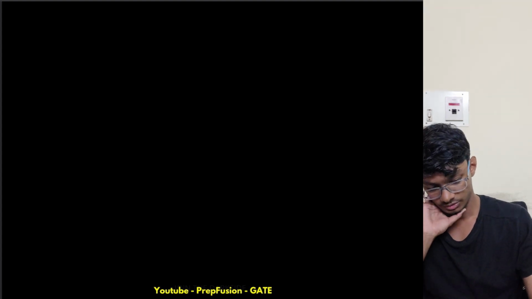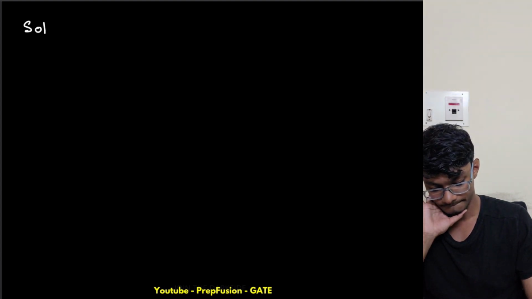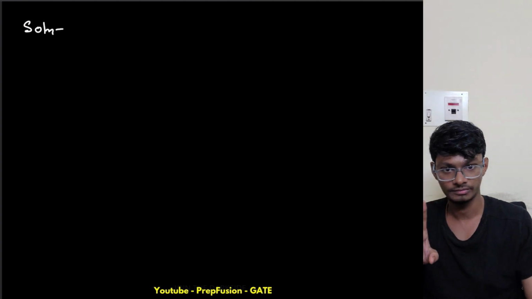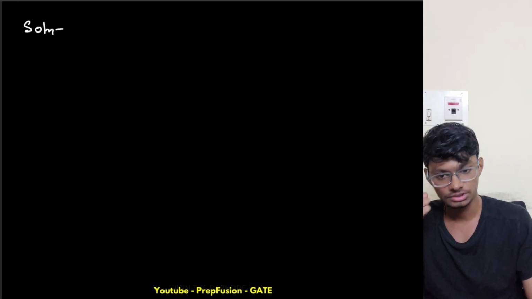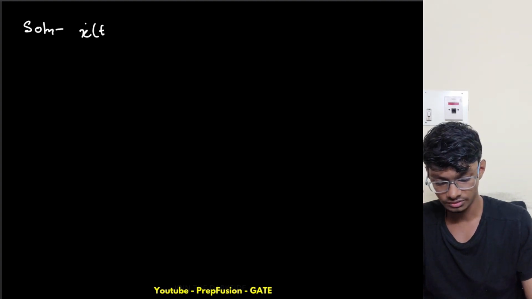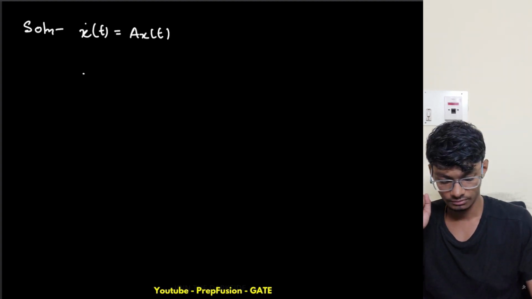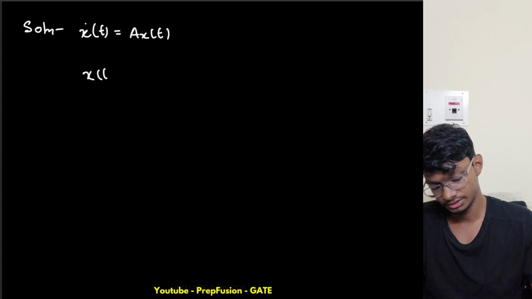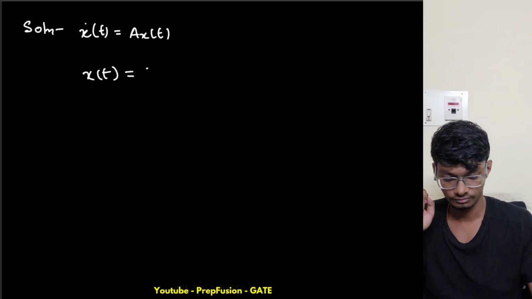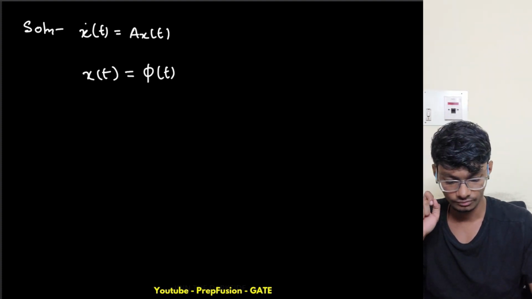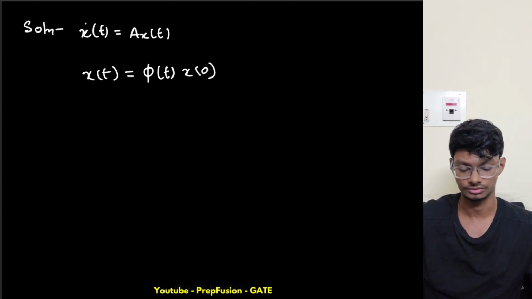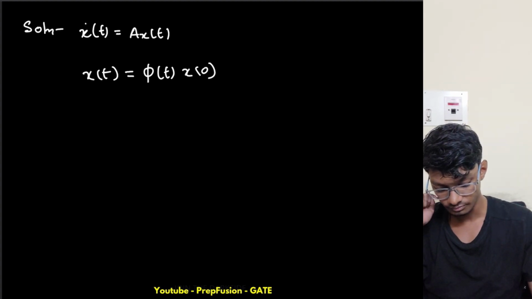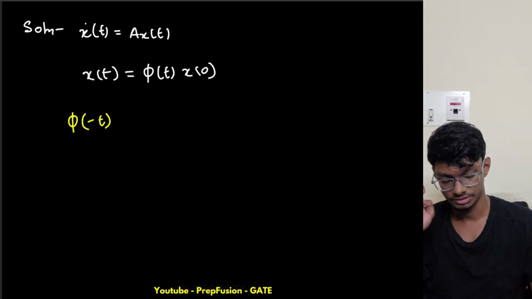Let's first write the equations. I hope you are solving by yourself. Pause the video, solve it by yourself, then come back to my solution. So what are the equations? The equations are x dot of t equals A x of t, and x of t equals phi of t into x of 0. This was my actual equation. What is phi of minus t?